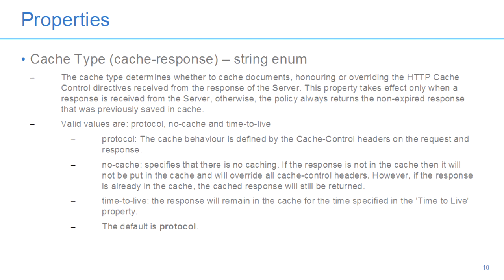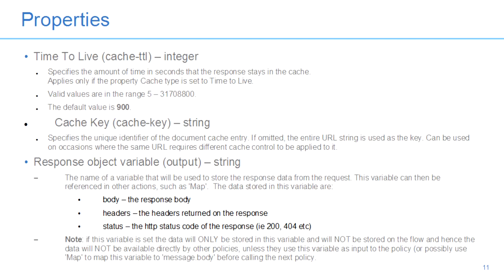And then lastly, the third option that you have here is the time to live, where you specify the time in seconds that you want the document to remain in the cache, and that is specified on the time to live property. And the default for this value is protocol. Now the last two: we just mentioned the time to live value, which is an integer in the range of 5 to that huge number in seconds, and the default value is 900.